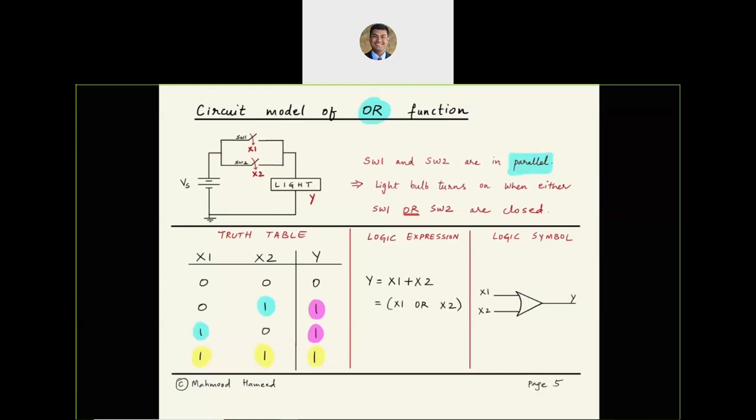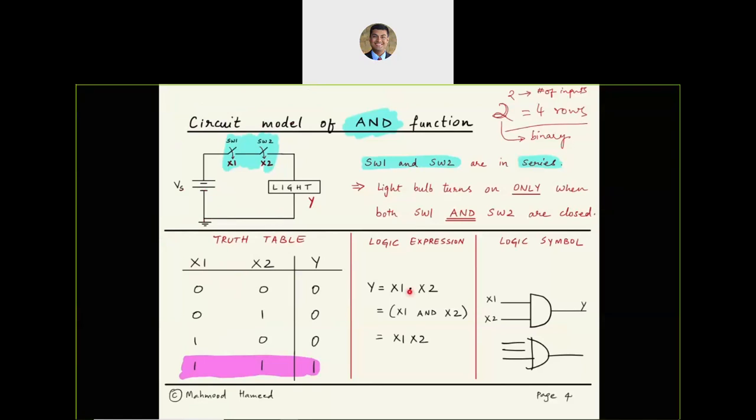The logic expression in this case is going to be x1 plus x2. That plus sign indicates OR function. Yes, we do have XOR function. I'm going to talk about that in a few minutes. For OR function, we are going to use a plus sign to represent the OR function, as we used the product sign or the dot to represent AND function.